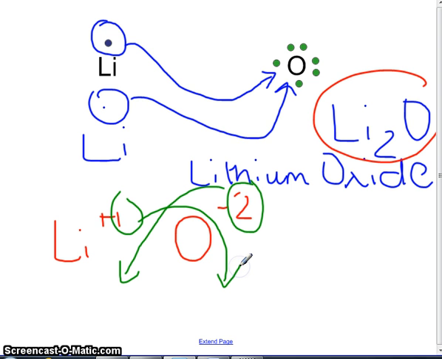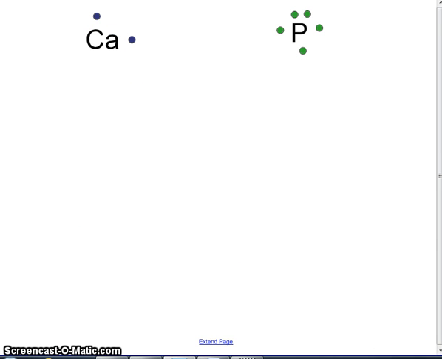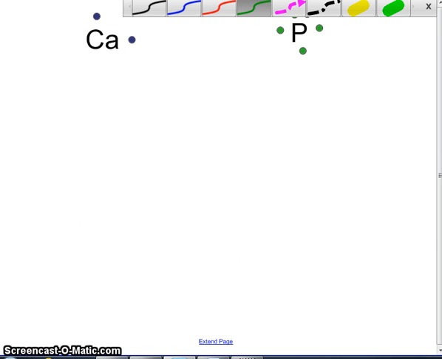At this point, the positives and negatives don't count anymore, since now we're just counting number of atoms. And we still get Li2O. And again, we don't have to write the 1. Okay, and it works every time.